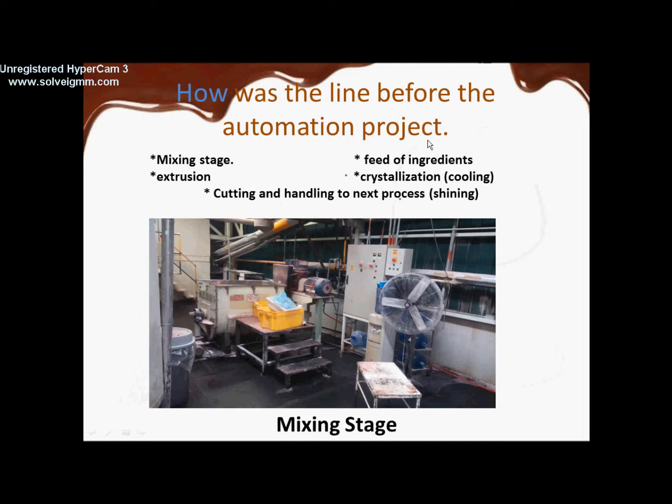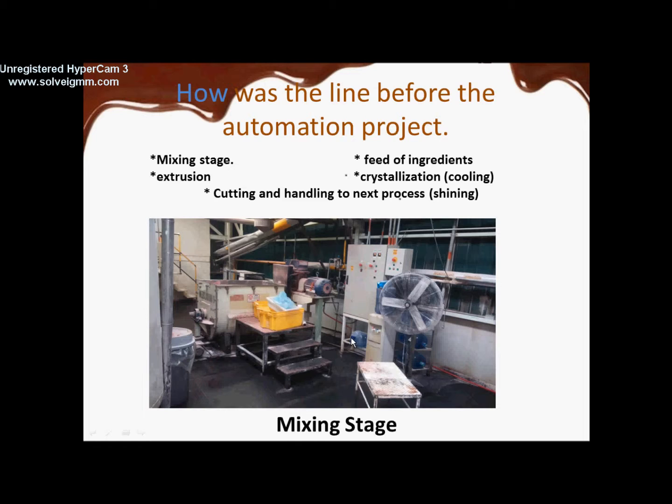Well, first I would like to show you how the line was before the automation was done. It consisted first of the mixing stage, then it has four consequent stages, which were the feed of ingredients. Then it goes through an extruder. From the extruder we got a chocolate nozzle, which goes through a cooling tunnel. And at the end of this cooling tunnel we have a mechanical cutter, like a guillotine. And then the small pieces of chocolate were taken into the shining process.